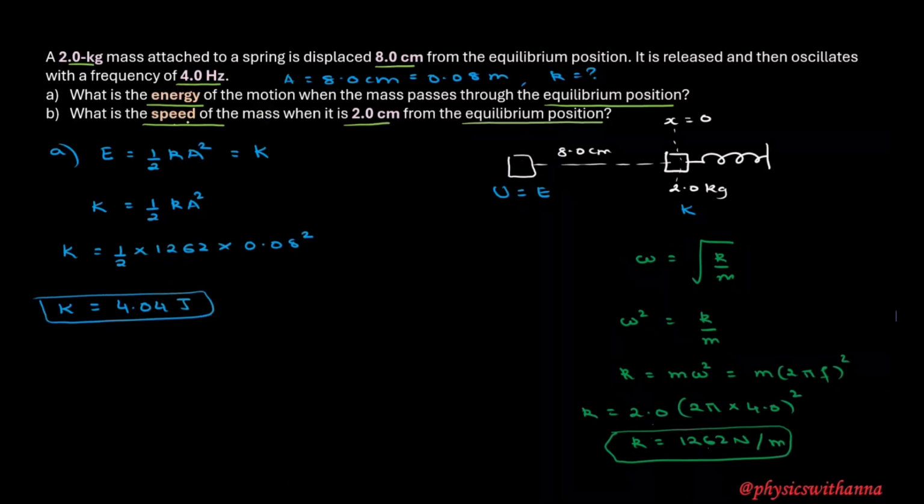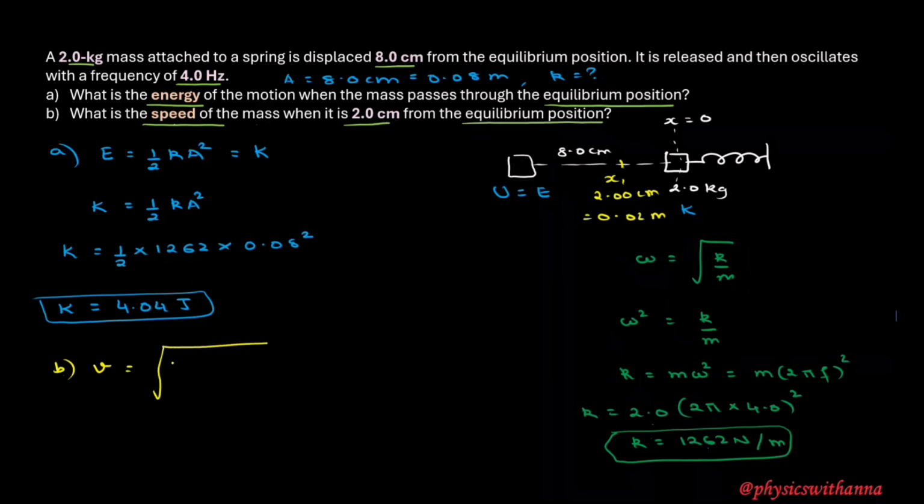Next in part B, we need to find the speed of the mass when it is 2 centimeter from the equilibrium position. So we need to find its speed at a new position. Let's call it x1, which is at a distance of 2 centimeter from the equilibrium position. That's 0.02 meter. And we know the expression for speed v.